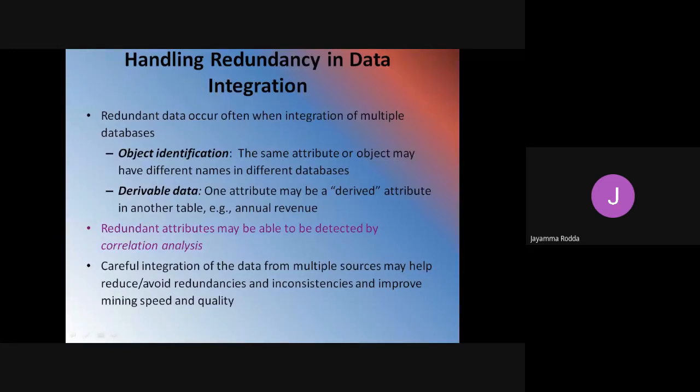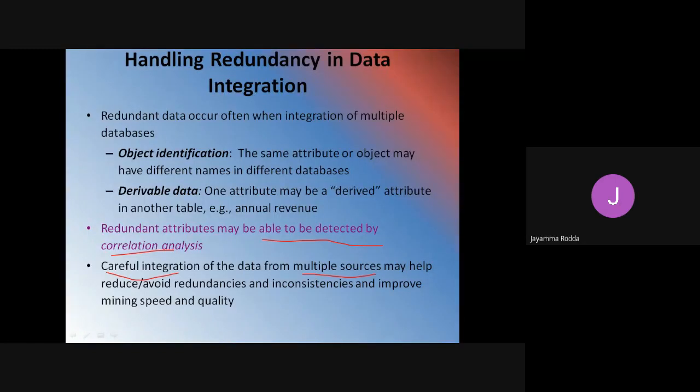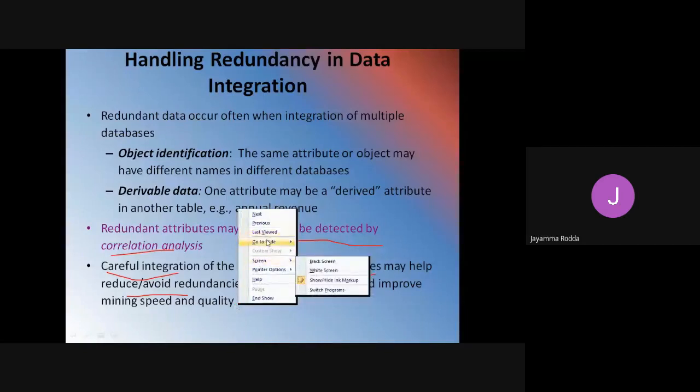So redundant attributes may be detected by correlation analysis and careful integration of the data from multiple sources. This careful integration may help reduce or avoid redundancies and inconsistencies and improve mining speed and quality. So careful integration should be done.